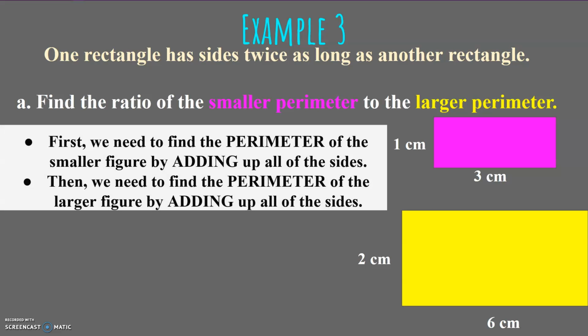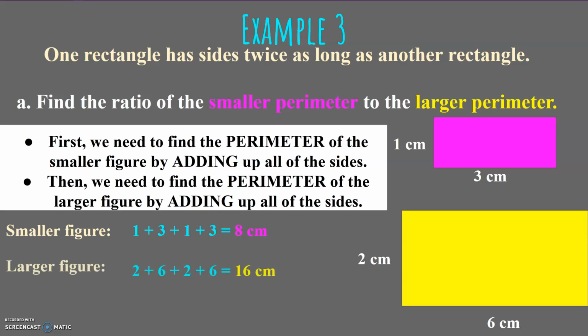All right. First we need to find the perimeter of the smaller figure by adding up all the sides, then we'll do the same to the larger. The smaller figure has side lengths of 1 centimeter and 3 centimeters. 1 plus 3 plus 1 plus 3, because a rectangle has 4 sides, is 8. So the perimeter of the smaller rectangle is 8 centimeters.